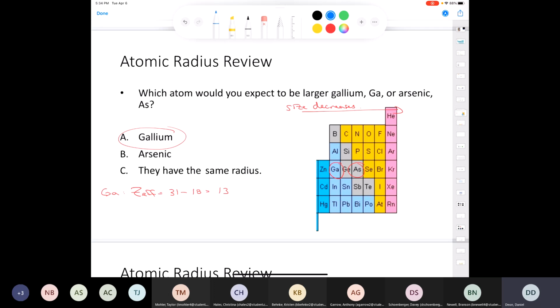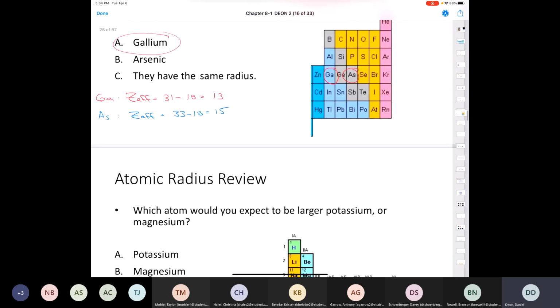If we try the same exercise for arsenic, our effective nuclear charge is going to be equal to 33 minus 18 core electrons, and now we've got 15. And so since the effective nuclear charge of arsenic is higher, it should have a smaller radius, and that's it. It should be a smaller atom.